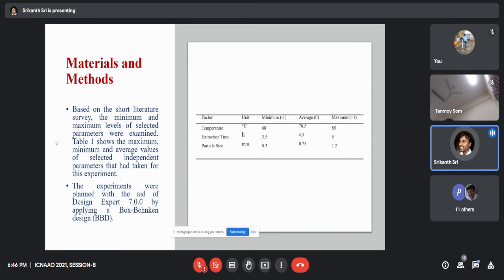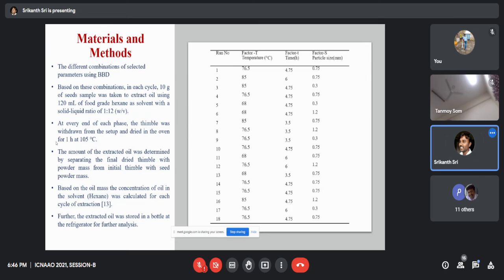The experiments were planned with the aid of Design Expert 7.00 by applying a Box-Behnken design method. And in the second table, if you see, we have factor T for temperature, factor for time in hours, and factor for particle size, with different variables. Based on the combinations in each cycle, 10 grams of seed sample was taken to extract oil using 120 ml of food grade hexane solvent with a solid liquid ratio of 1:12.